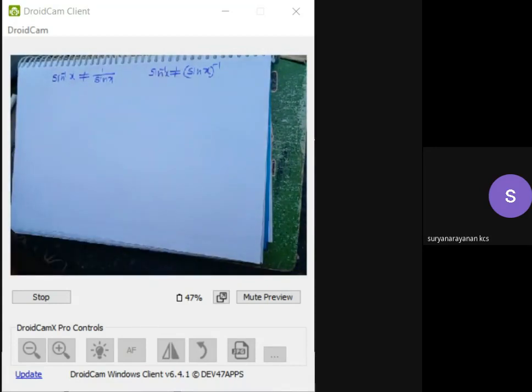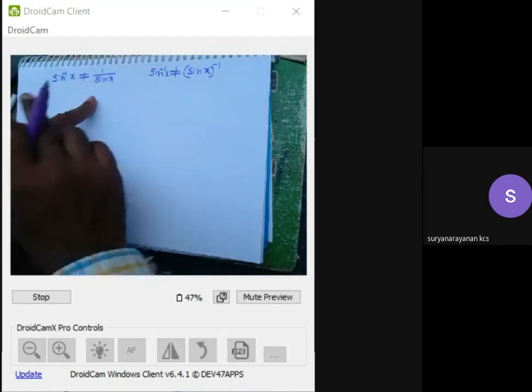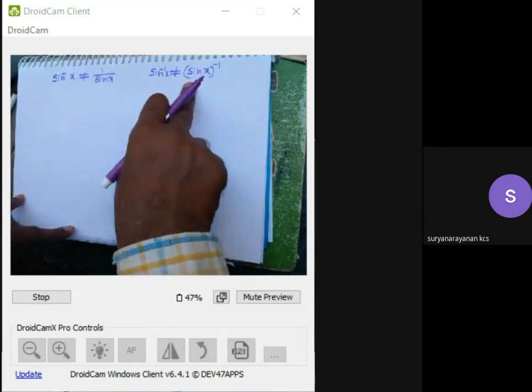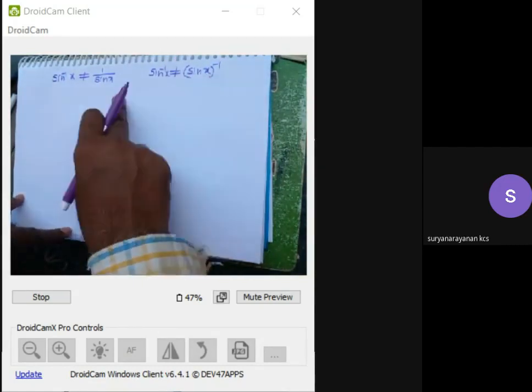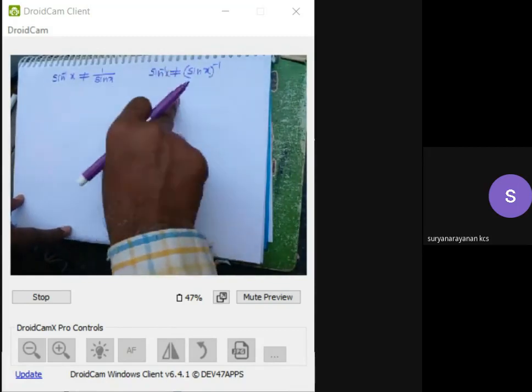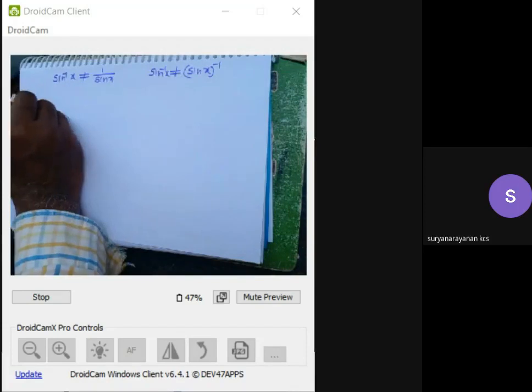Similarly here also, sin inverse x is not equal to 1 by sin x. Sin inverse x is not equal to sin x whole inverse. This also you should remember. Similarly, now come to cos inverse x.